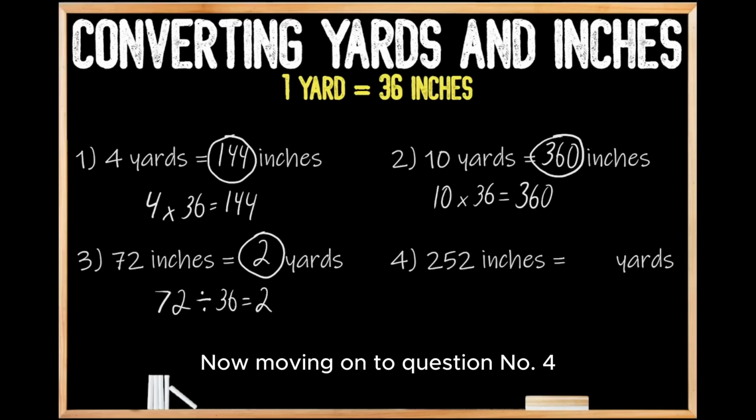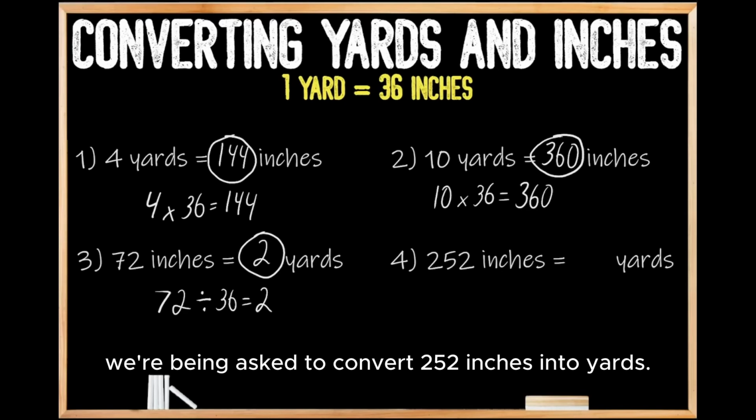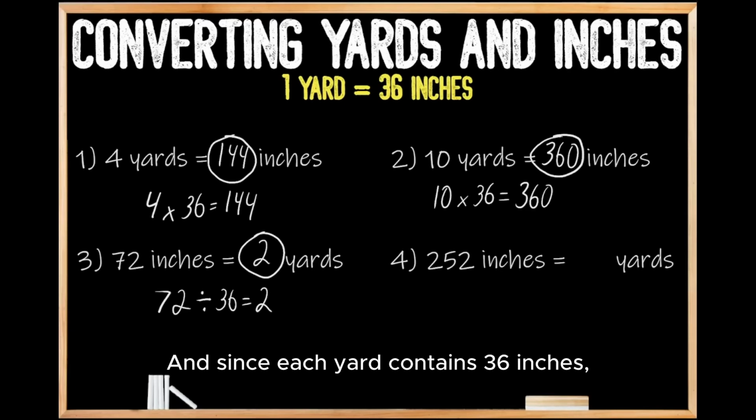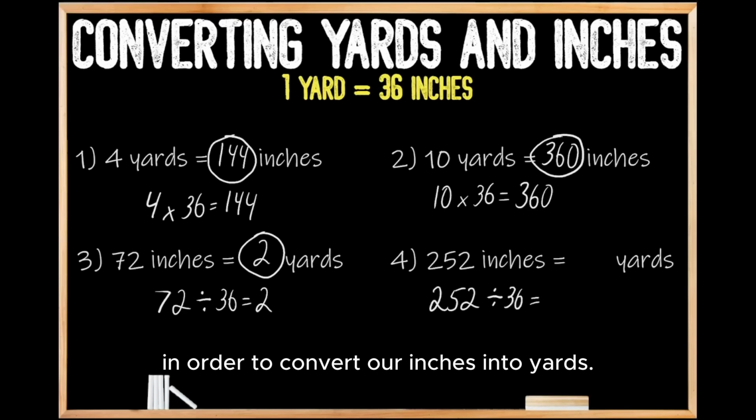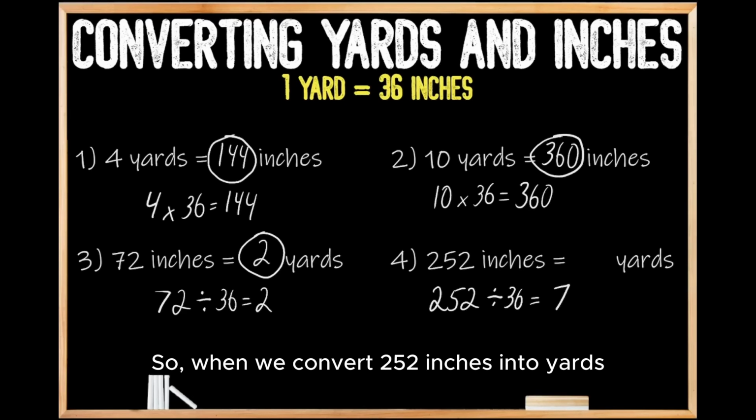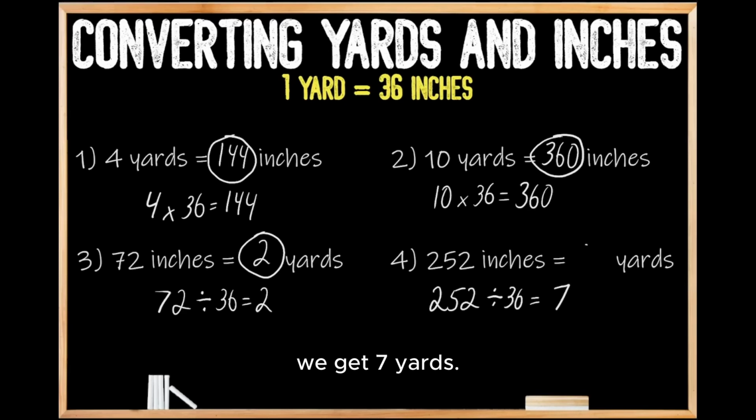Now moving on to question number 4, where this time we're being asked to convert 252 inches into yards. And since each yard contains 36 inches, we're going to divide the value of our inches of 252 by 36 in order to convert our inches into yards. Well, when we divide 252 by 36, we get 7. So when we convert 252 inches into yards, we get 7 yards.